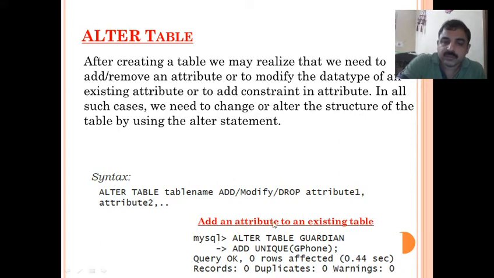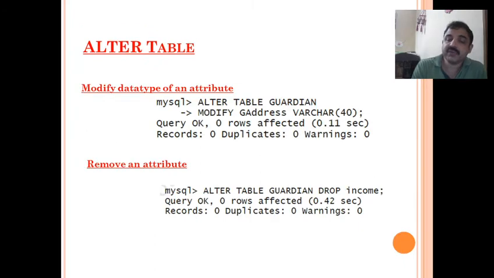So let us see the example. Alter table name, and specify add and the column name. You can also add key constraints. Here unique gphone is given, that means we are adding a unique key for gphone. You can also add a field here. If you want to add a column, you can add the column name, like add gphone. If you write this, you will be adding one more column called gphone.